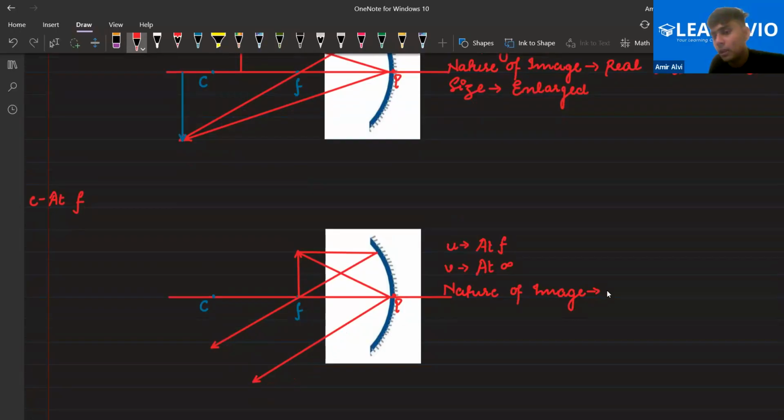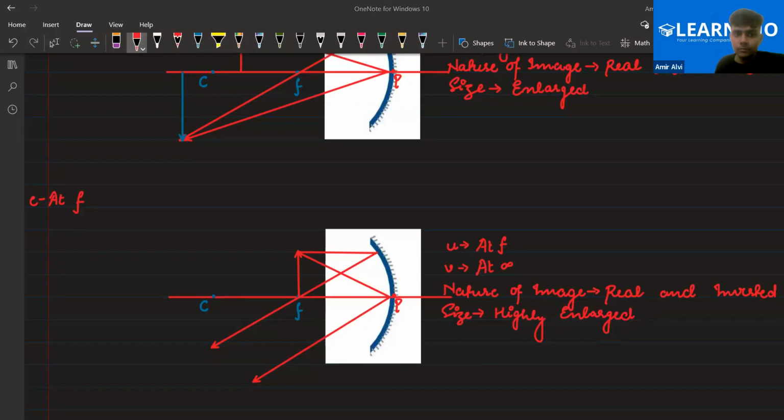Nature of image is real and inverted. This case is used in a telescope. This is the case of the telescope, and the size would be highly enlarged. Is that clear, everyone? Any doubts, anyone?